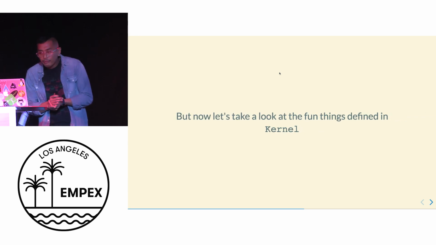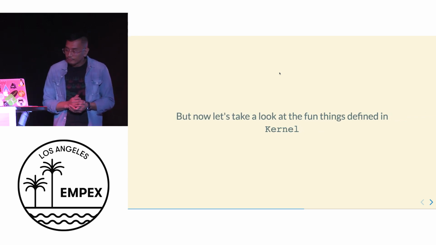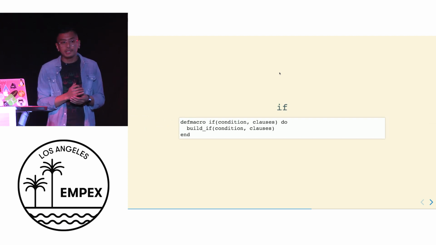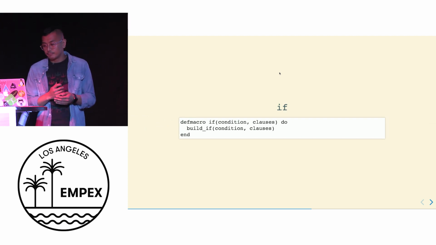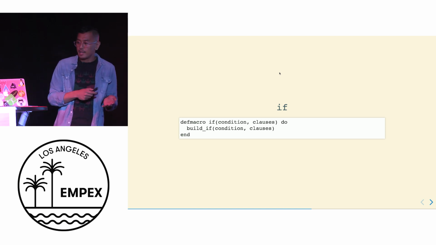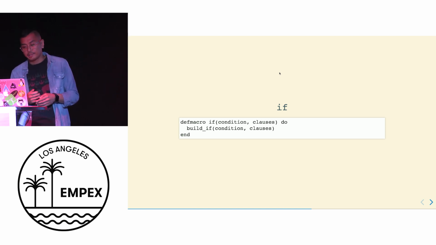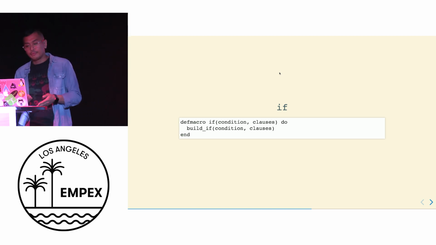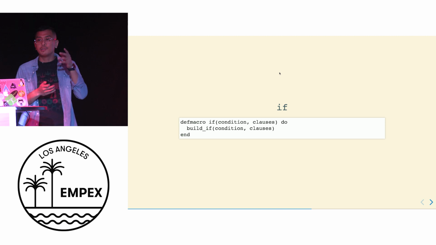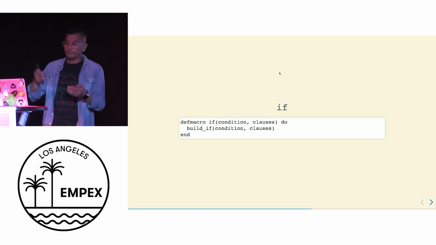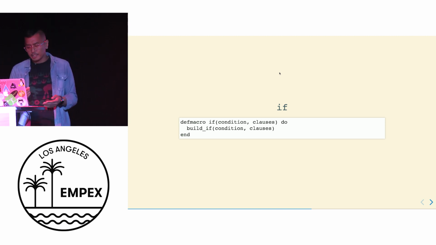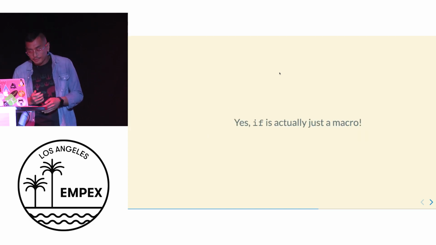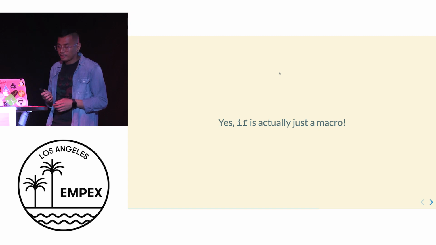So now let's look at more of the fun things in kernel. If. So if is actually a defmacro, and it takes in the condition and some clauses, which is a keyword list. So the condition is something like 1 + 1 == 2. Clauses is do this, else do that. And build_if is your helper function that you'll see to handle said condition and clauses. So right, if is really just a macro.